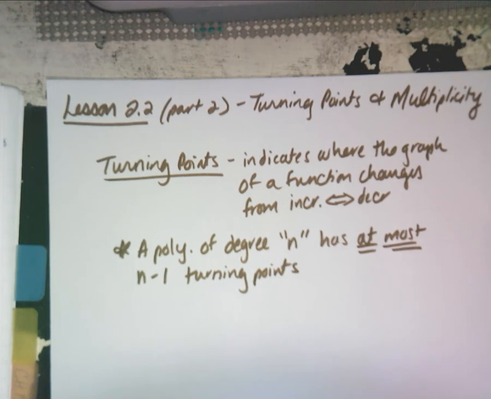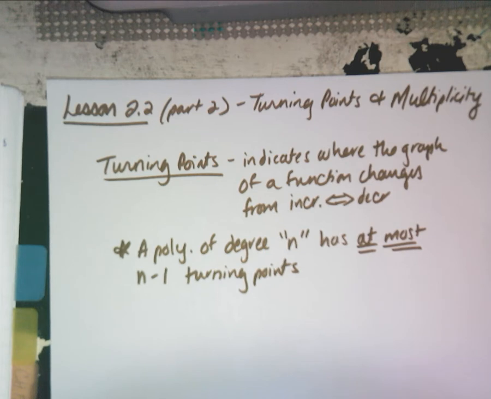So let's think about this. If I am a degree 3, one of the disco graphs, what's the most turning points that I could have? 2. Okay? I could go up, down, up, like that. That would be 2 turning points. The most I could have would be 2. That means I could still have 1 or 0.